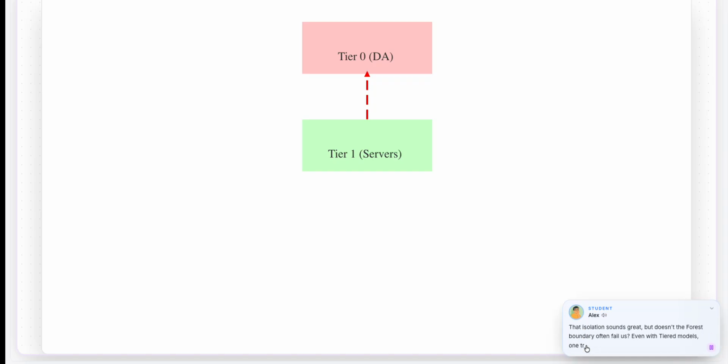That isolation sounds great, but doesn't the forest boundary often fail us? Even with tiered models, one trust relationship can bridge that gap.